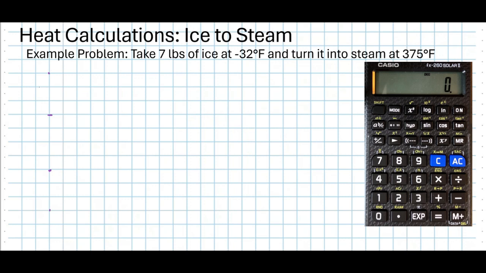Heat calculations, ice to steam. The example problem we have is taking 7 pounds of ice at negative 32 degrees Fahrenheit, and we're turning it into steam at 375 degrees Fahrenheit.